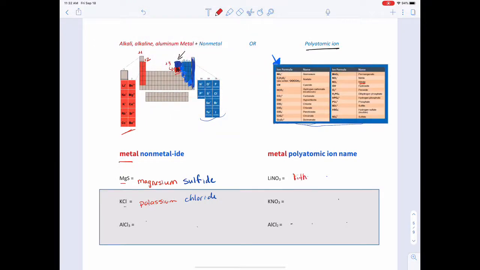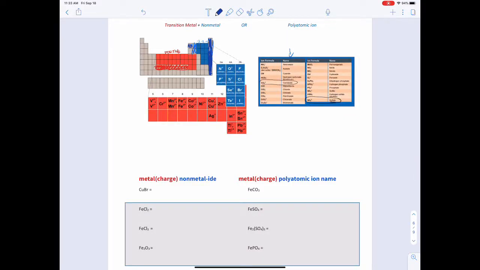We say lithium, then we look at the polyatomic ion chart. We find that NO3 group up there has a -1 charge and it's called nitrate. We just write the name down. Nitrate, lithium nitrate. Potassium nitrate.